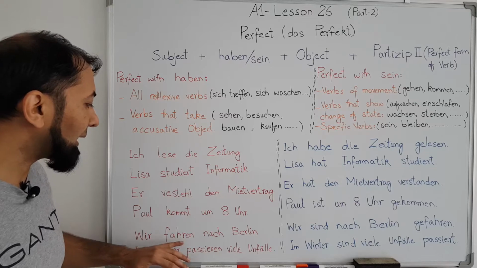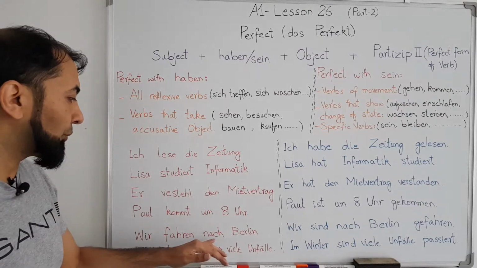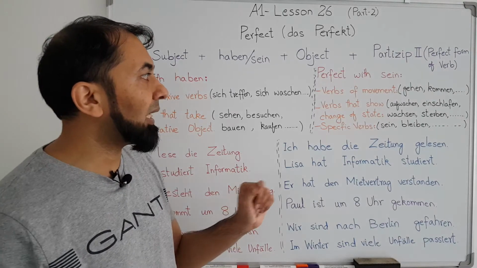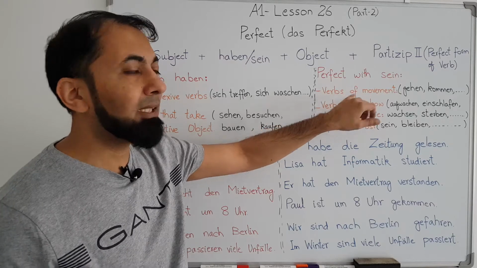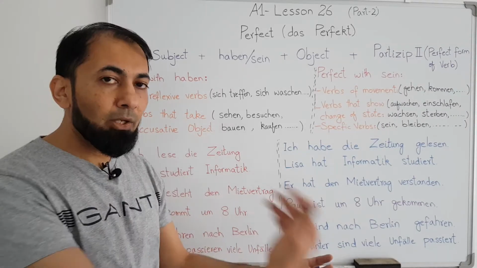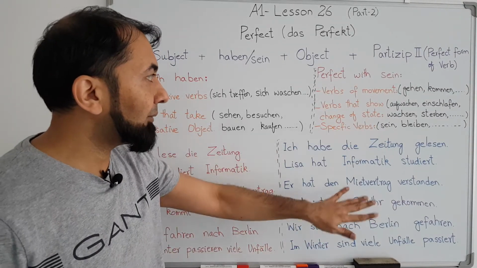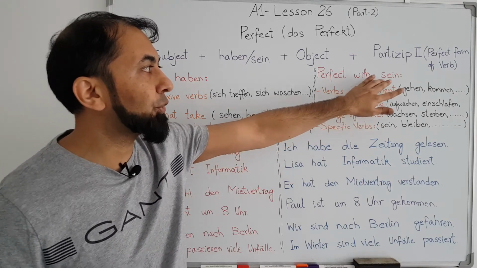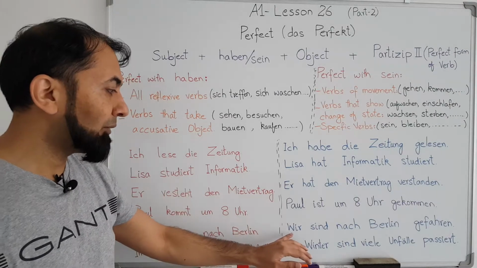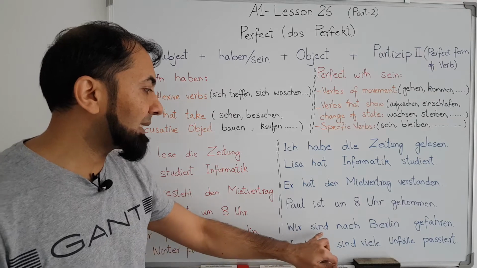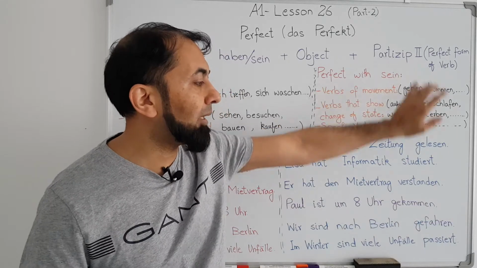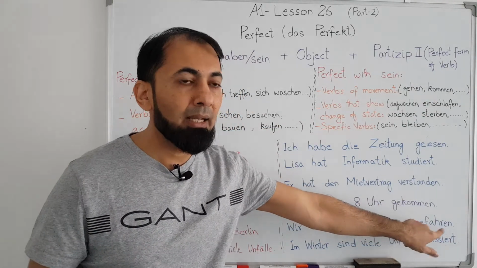Next is wir fahren nach Berlin. We travel to Berlin. Now in this sentence we are again using one verb called fahren, which comes under this category, that there is a movement. We are traveling from somewhere to Berlin, so there is a change of location or there is a movement, and for these movement verbs we always use sein at the second position, and we conjugate the sein verb according to the subject, which is wir. So it will become wir sind nach Berlin gefahren. Gefahren is the Partizip zwei of the verb fahren, and it will come at the last position.